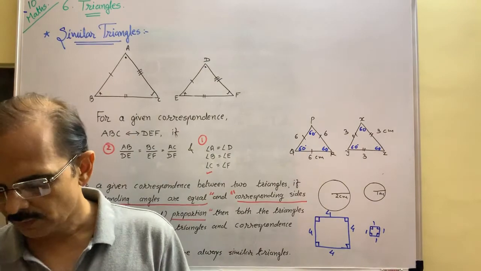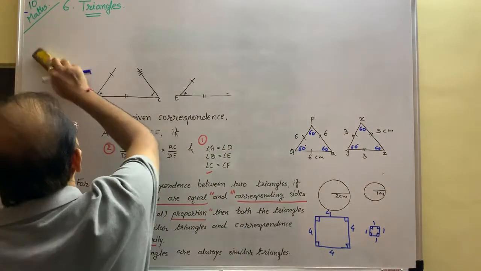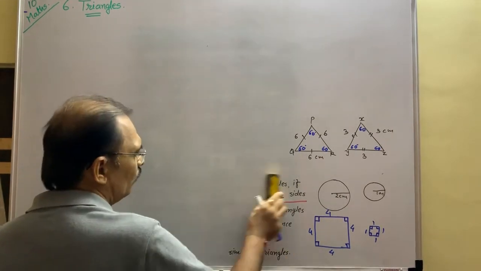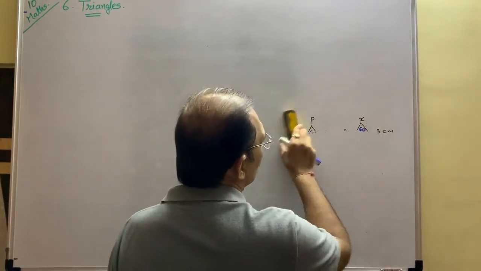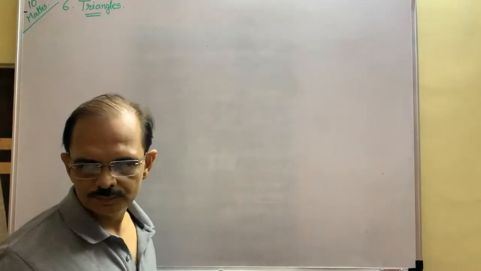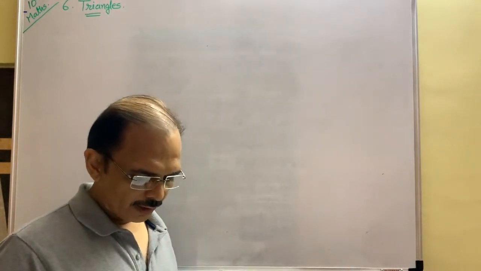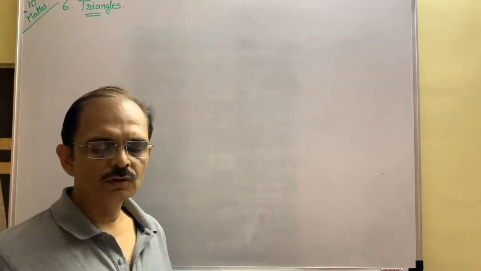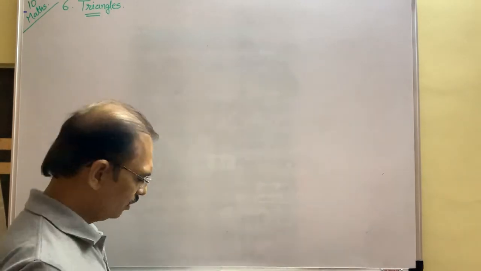Now question number 3 is given here. No need to write this exercise 6.1, so don't worry. You have to clear the concept of similarity only. State whether the following quadrilaterals are similar or not. One figure only is given. You have to state whether they are similar or not.